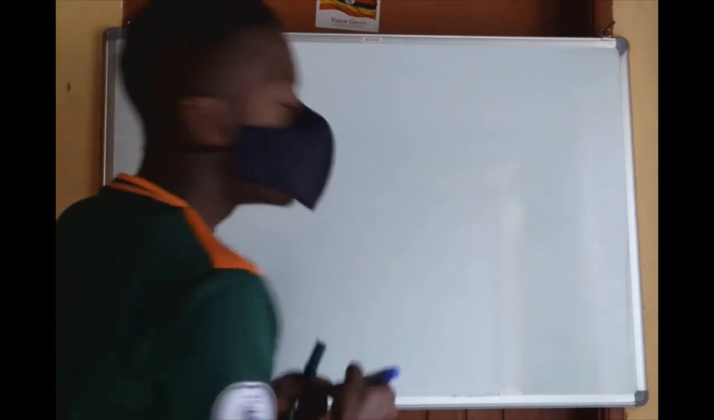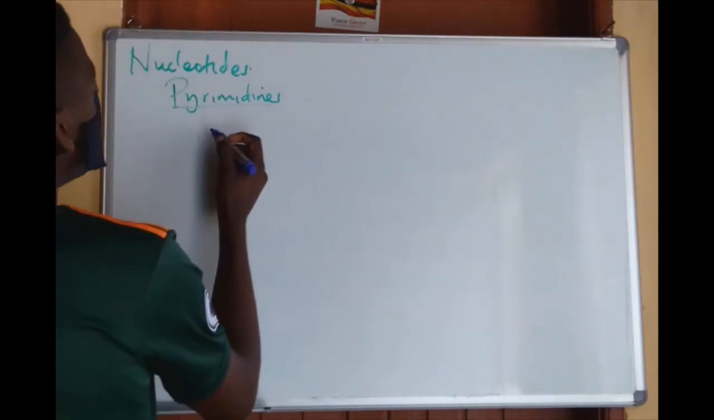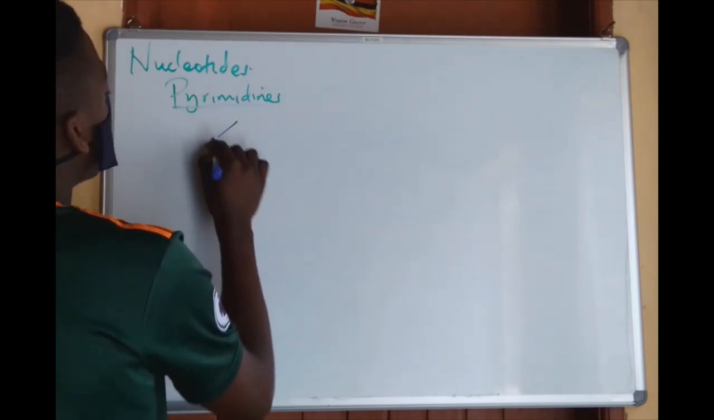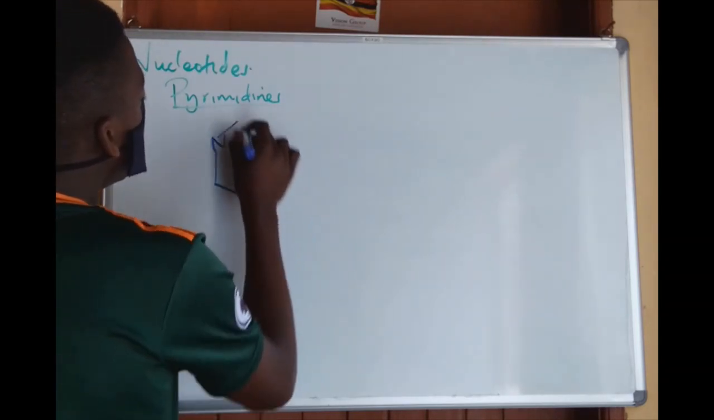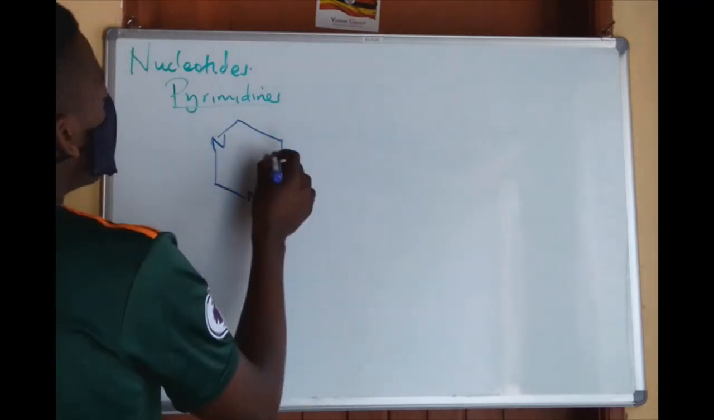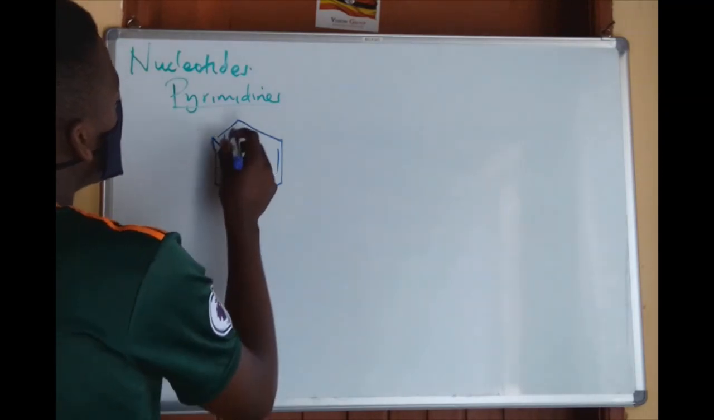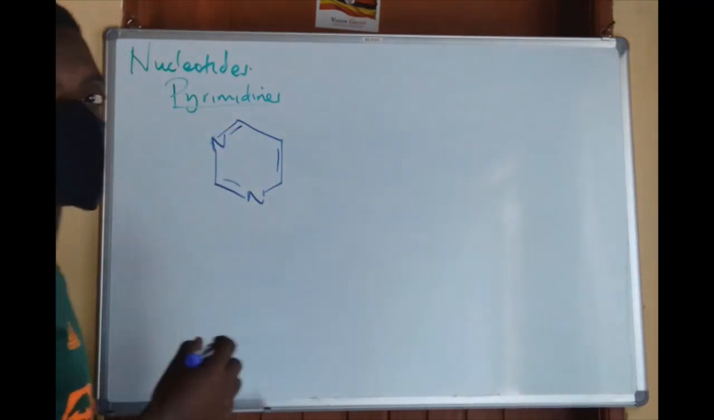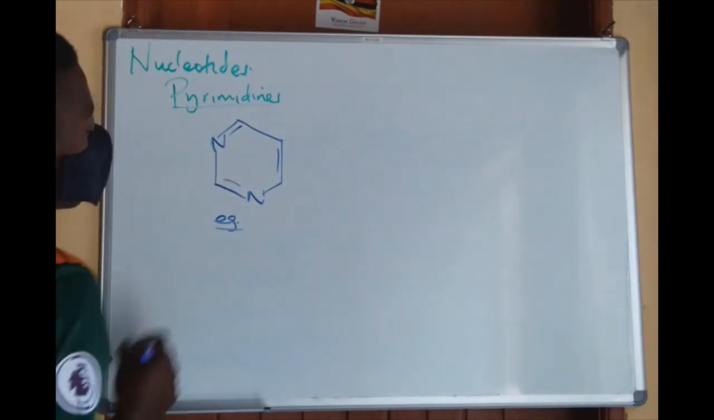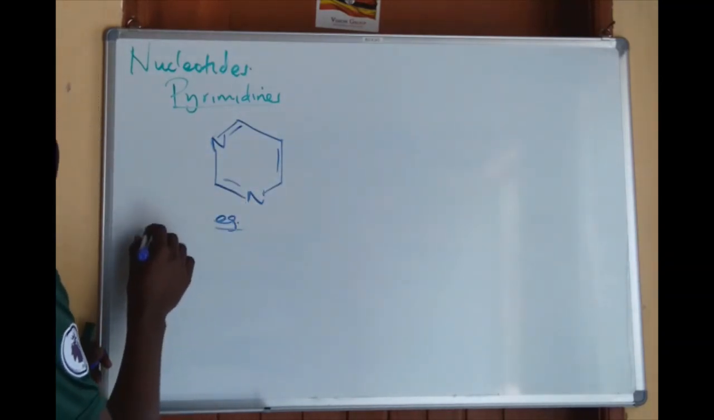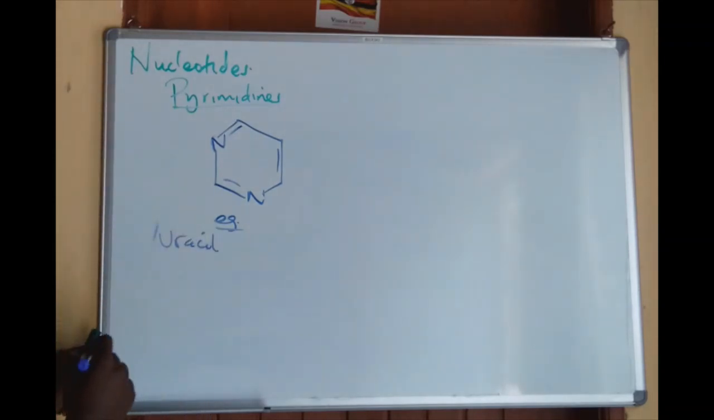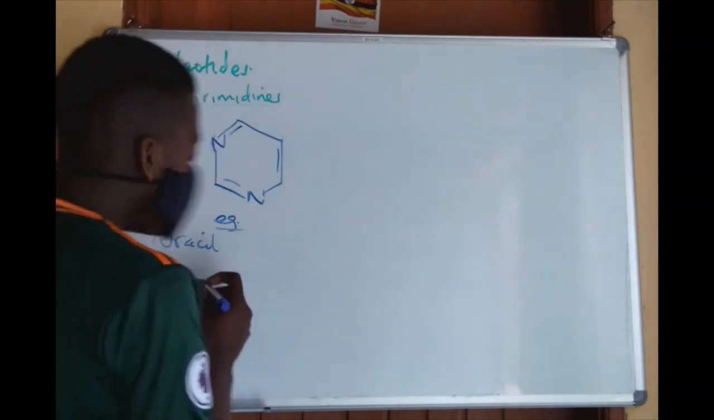So the pyrimidines. The structure of a pyrimidine is like this. It has nitrogen atoms here, like that. So that is a pyrimidine. But pyrimidines have examples. For example, we can have uracil. That is an example of a pyrimidine. How does it look? It looks like this.